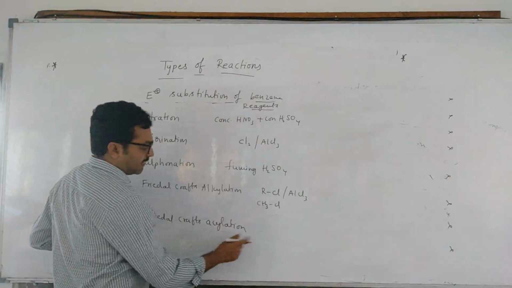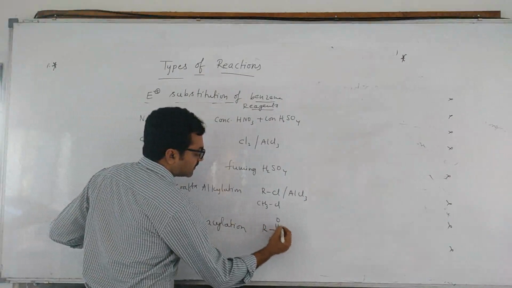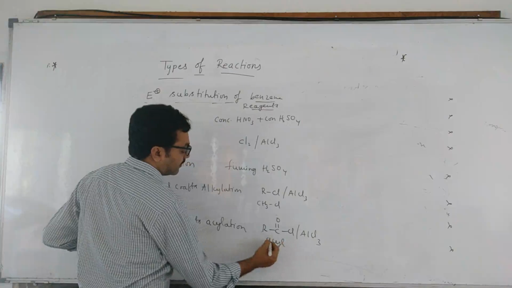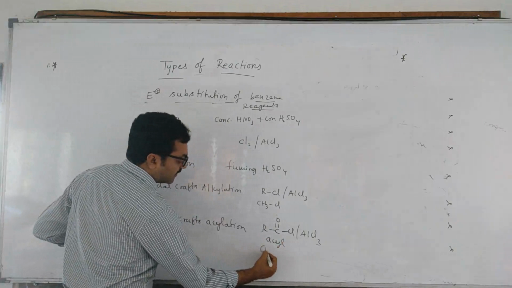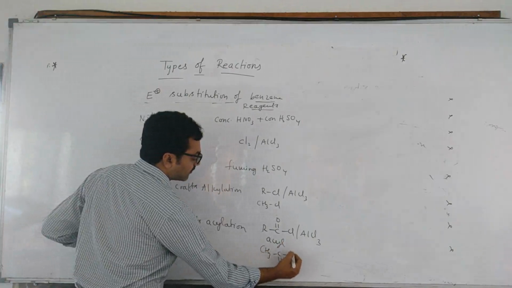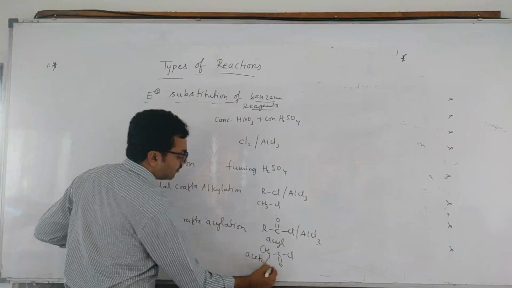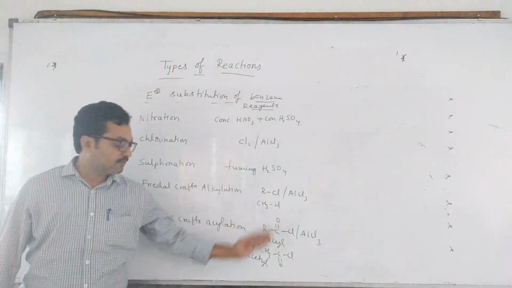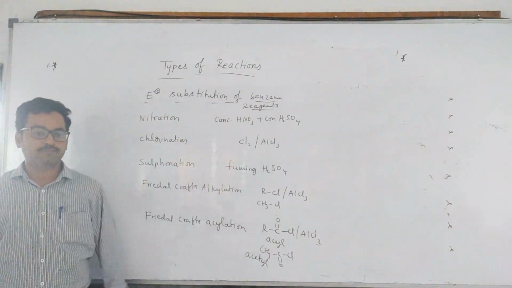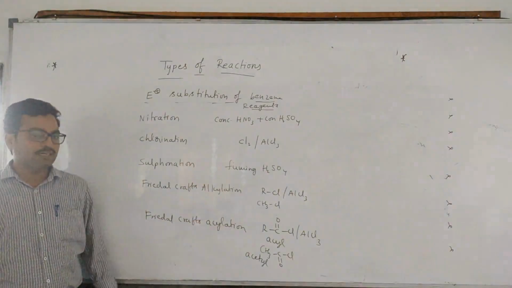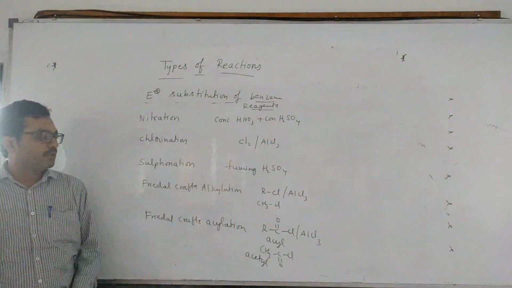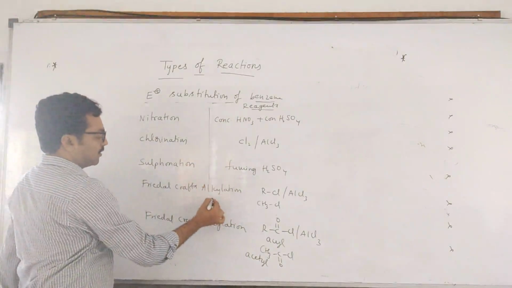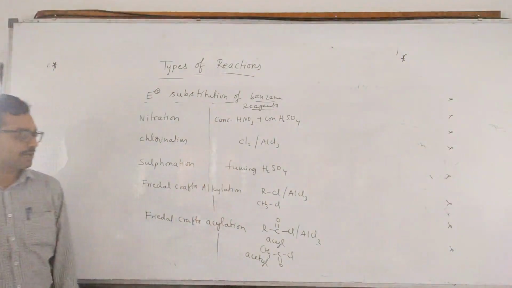So Friedel-Crafts acylation, what will you use? Acyl chloride. This is alkyl chloride, and this is acyl chloride. Acyl, A-C-Y-L. If in the R place you keep CH3, then that is called acetyl chloride. So Friedel-Crafts acetylation or acylation. Small difference. Acyl means RCO. Acetyl means CH3CO. So these are the reagents used in the process: nitration, chlorination, sulfonation, and Friedel-Crafts alkylation and acylation.